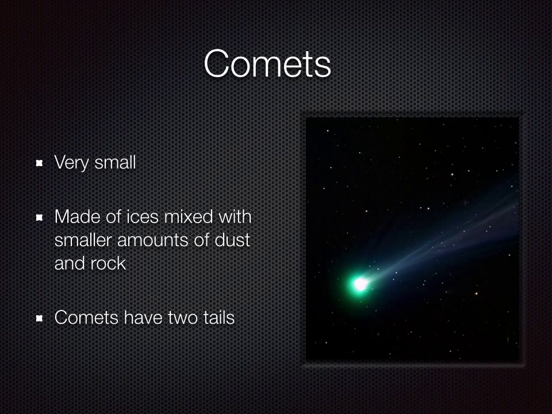A comet is a very small body made mostly of ice mixed with smaller amounts of dust and rock. Most comets are not larger than a few kilometers across. The main body of a comet is called the nucleus, and it can contain water, methane, nitrogen, and other ices. A comet can break up if it gets too close to the sun or other planets. Comets have 2 tails, a dust tail, which can be seen by the naked eye, and a plasma tail.